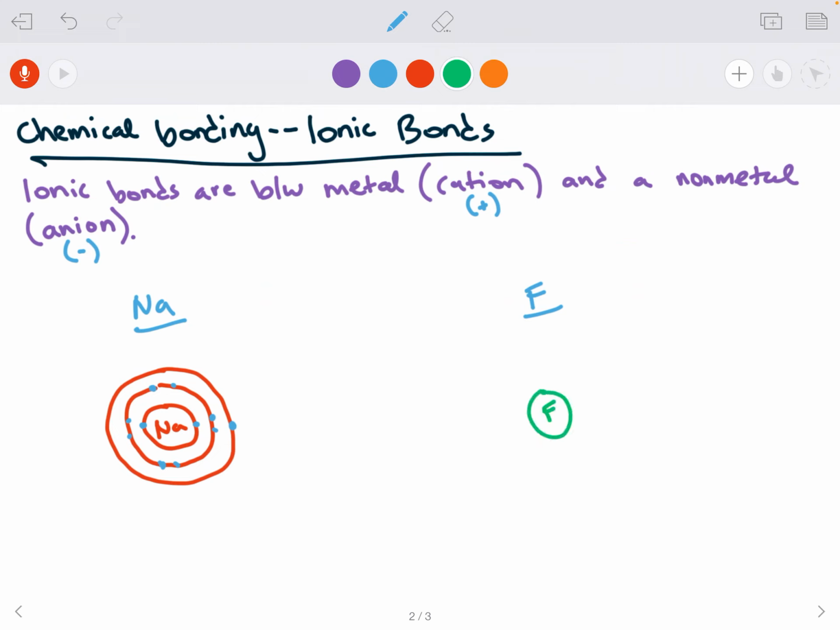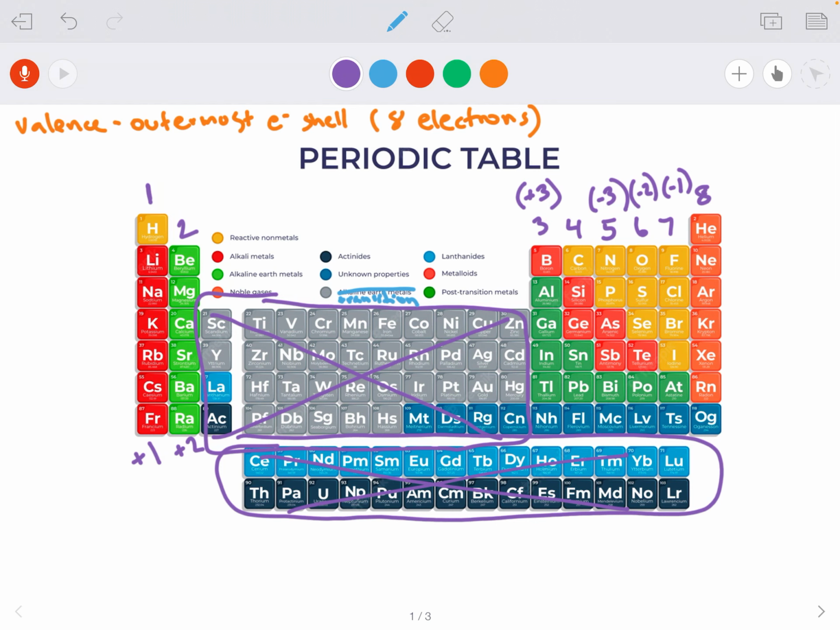Fluorine, the first shell. I'll use a different color for these electrons. It has 2 in the first shell, and it has 7 in the second shell. That together adds up to 9, which is the atomic number of fluorine. So 9 protons, 9 electrons.